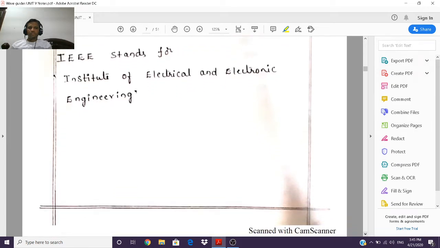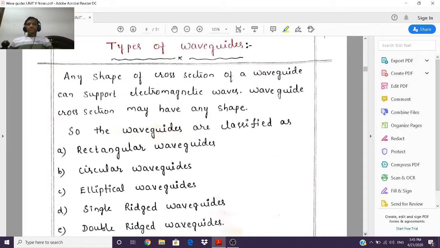Then we'll be moving on to the different types of waveguides. Okay, so what are the waveguides, different shapes that are available for us, and on which particular waveguide we'll be concentrating more, and what is the waveguide which we have in our syllabus. Any shape of cross section of a waveguide can support electromagnetic waves. That means whatever is the shape that you take, the electromagnetic wave will generally propagate through that. So that's the reason a waveguide may take any particular shape.